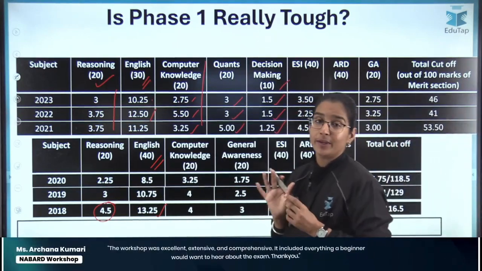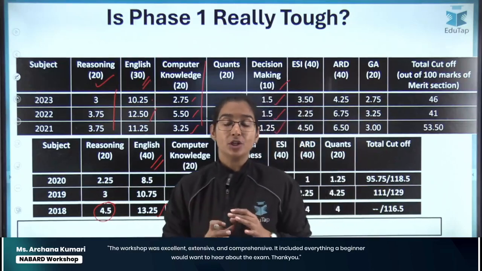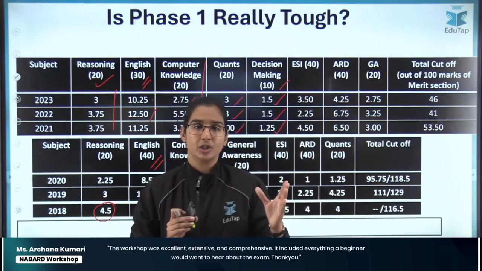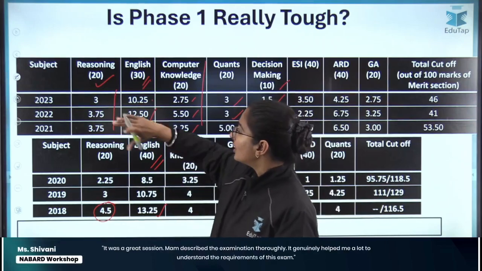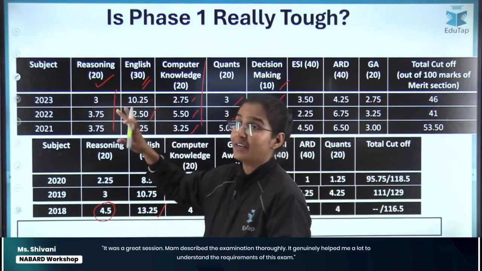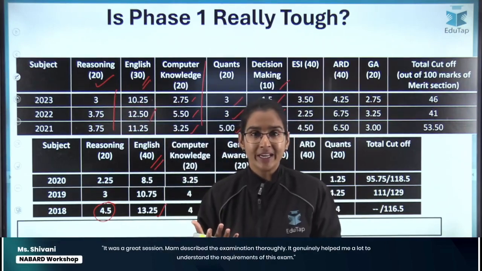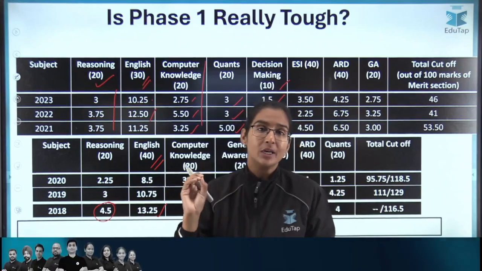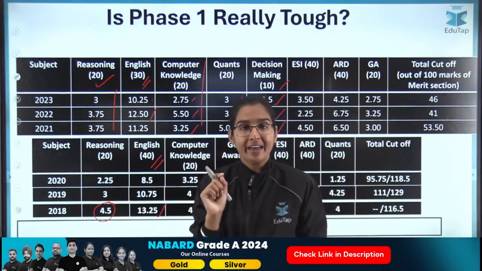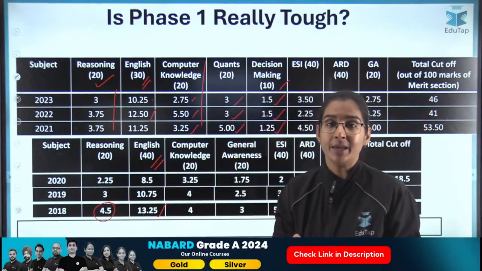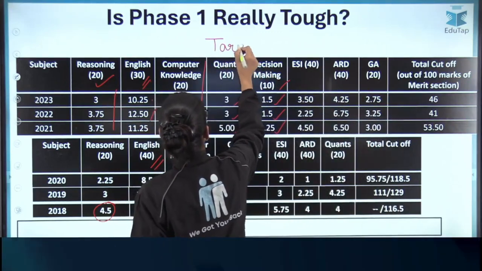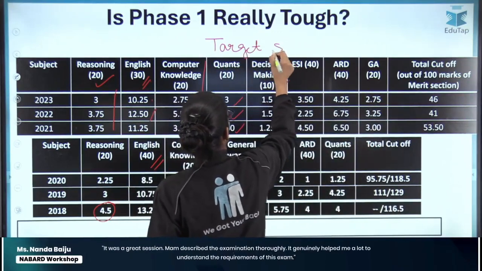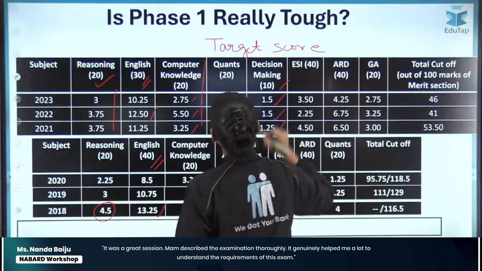Now students, as we know, in these sections we only have to clear the sectional cutoff, right? So here our target is not to solve all these questions. We don't have to score 20 out of 20 in quant or reasoning. We just have to clear the sectional cutoff. And here I introduce you to a very important thing which you have to keep in mind while preparing for phase 1. It is the target score. Okay? Now, what is this target score?